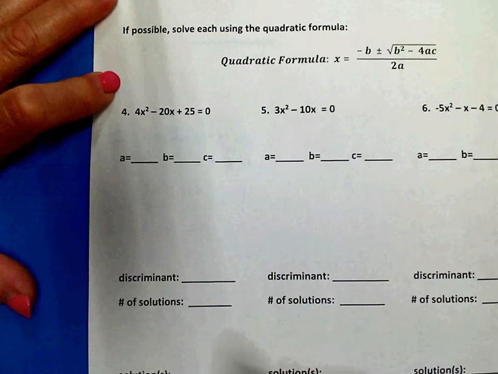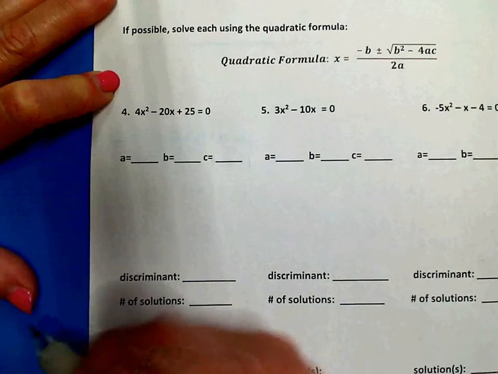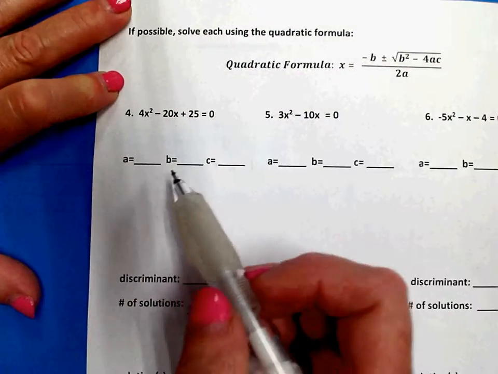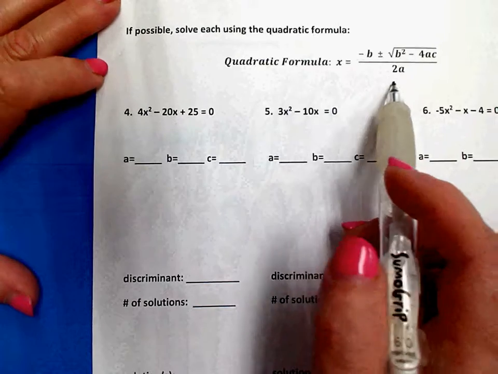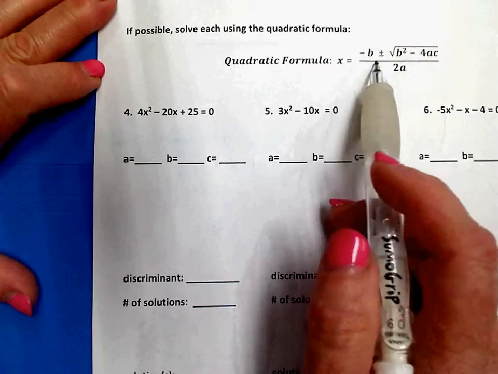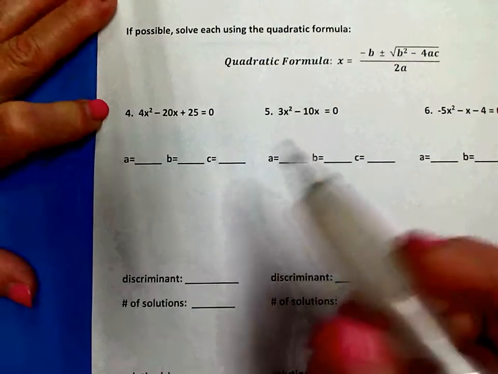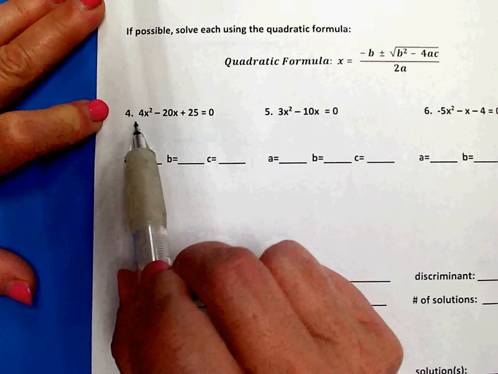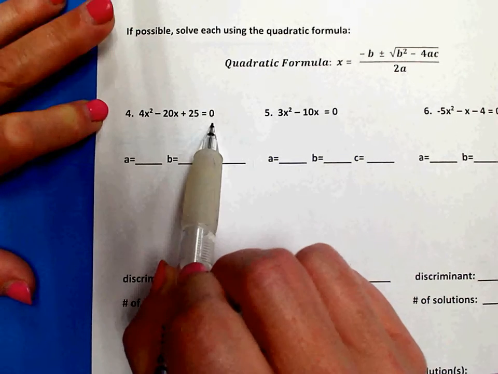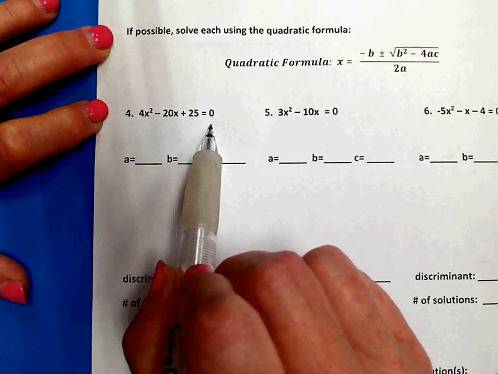Alright, let's see if we can solve this one using the quadratic formula. Up here, you're just going to substitute in values for a, b, and c to get the solutions. So, before I can figure out what a, b, and c are, I need to make sure that it's equal to 0. The quadratic has to equal 0.